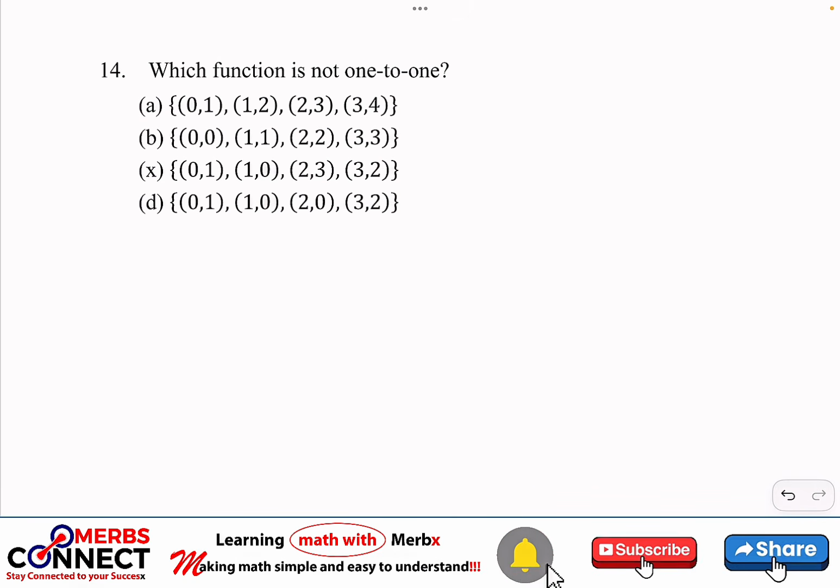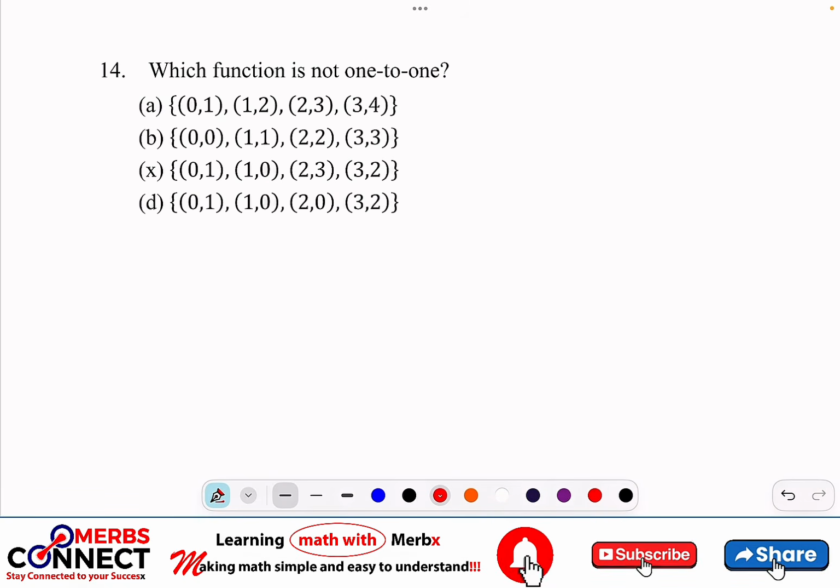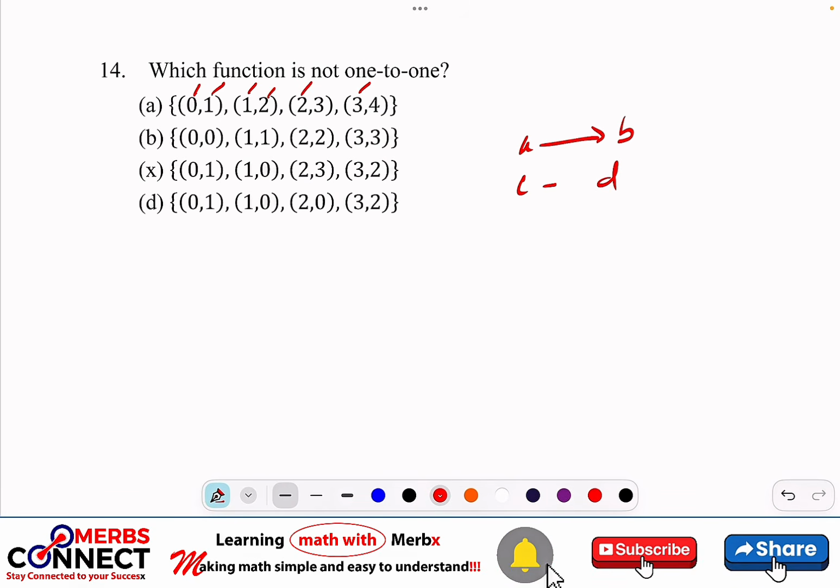Okay. Now let's look at 14. This is a nice way to look at this, right? We want to check which one is not one-to-one. So all the outputs should be distinct, right? One-to-one means that A goes to B, C goes to D, like everybody is distinct. So let's see, this is 0, 1, 2, 3. They are all distinct. This is 1, 2, 3, 4. None of them is repeating.